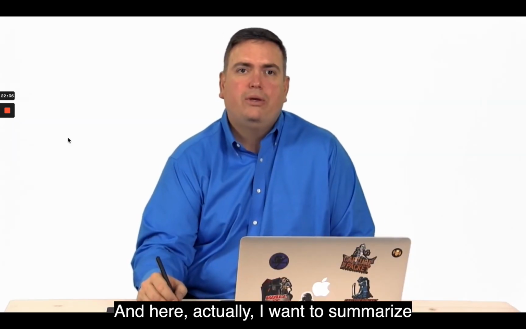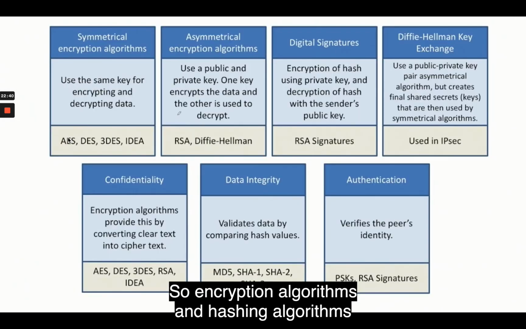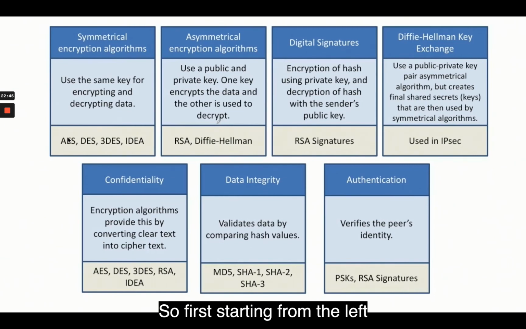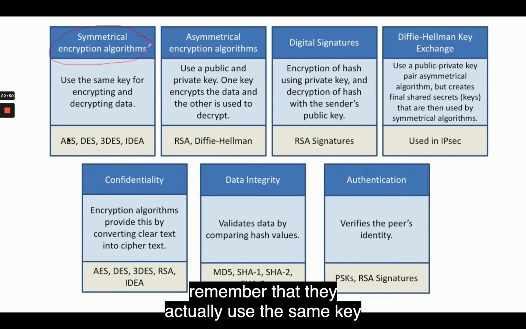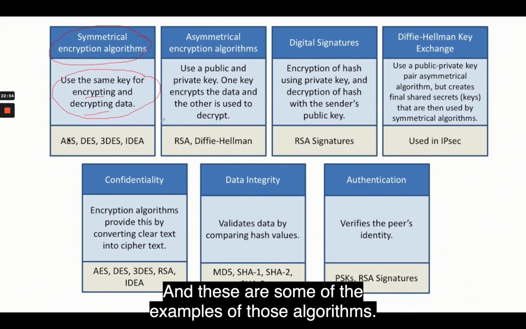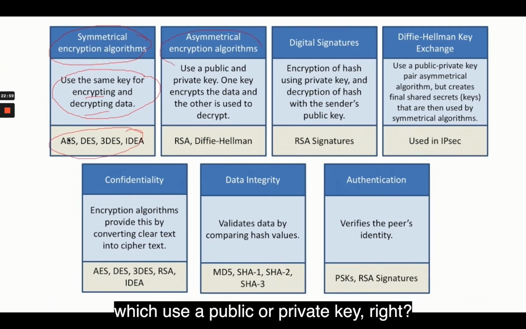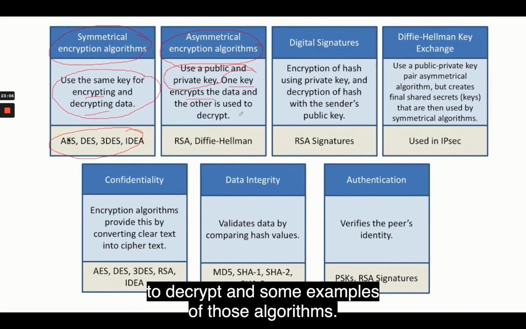And here, I want to summarize what you learned in this lesson and in the previous lesson, right? Encryption algorithms and hashing algorithms and what they're used for. First, starting from the top left, symmetrical encryption algorithms. Remember that they use the same key for encrypting and decrypting data, and these are some examples of those algorithms. Then you have asymmetrical encryption algorithms, which use a public and a private key, right? One key to encrypt data and another to decrypt, and some examples of those algorithms.